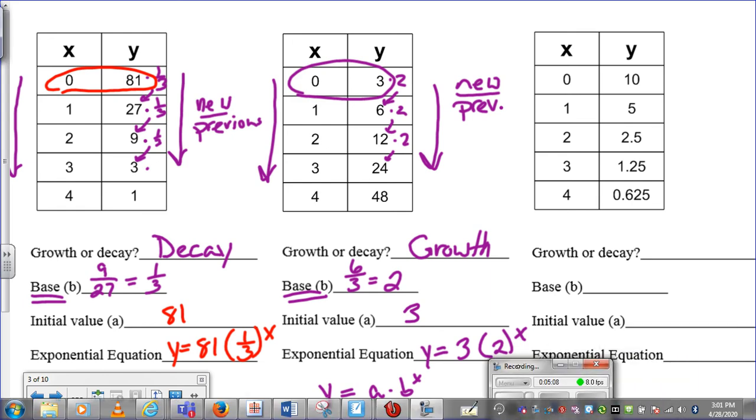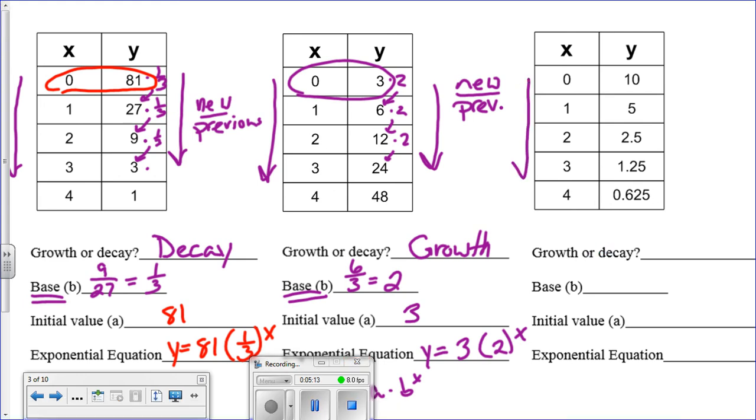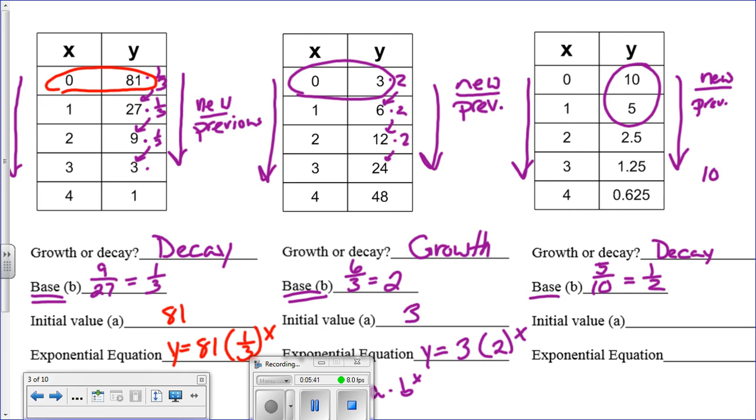Let's look at the last one on this page. As x gets large, my y values are getting smaller. Therefore, this is decay. Let's get our b. You're going to do new over the previous. All right, pick any two. I'll pick these two because they're easy. So the newer value is 5 over the previous value, which is 10, and that gives us 1/2. Now, just so that you know, if you mixed up this ratio and put 10 over 5, which is incorrect, that would give you 2.